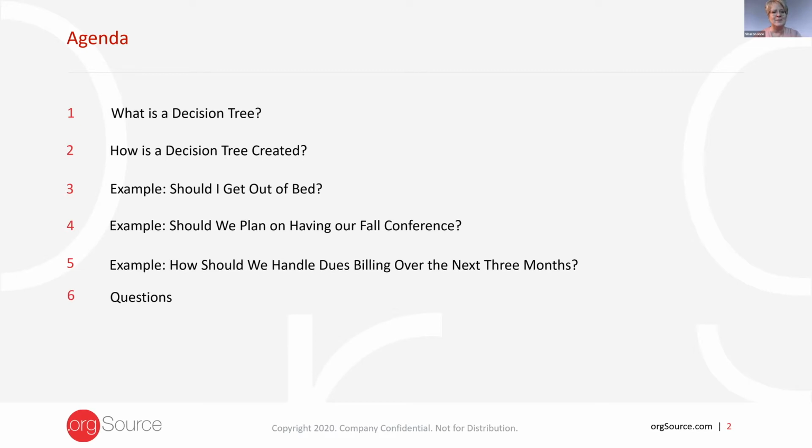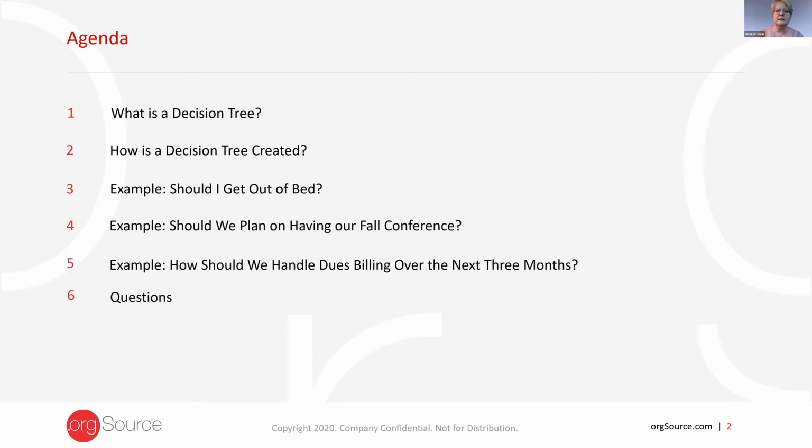The second example, should we plan on having our fall conference? And then the third example is how we should handle dues billing over the next 3 months. So we're using examples here that are relevant to the moment that we're living right now, but decision trees can be used in all sorts of different settings. And as we look at some of the questions that you submitted, I'll share some examples also about how decision trees can be used in times that we're not having to make such critical decisions as these.